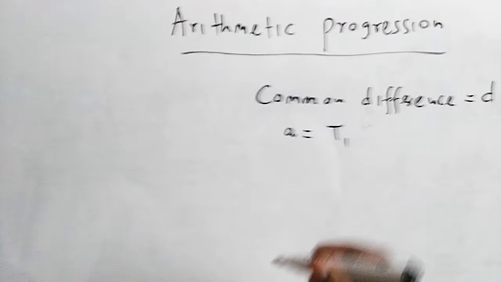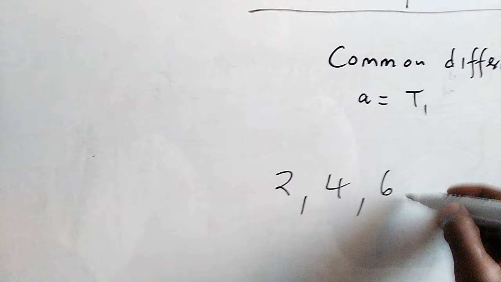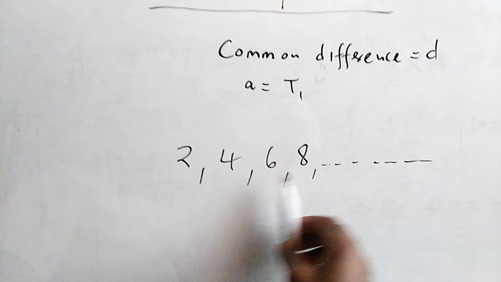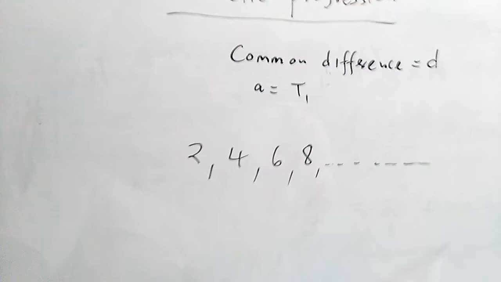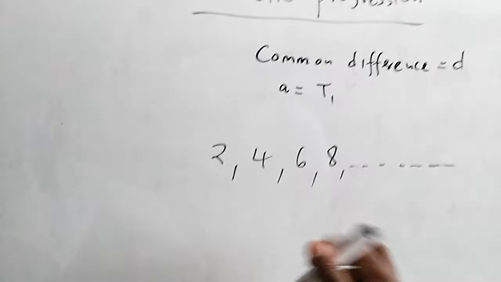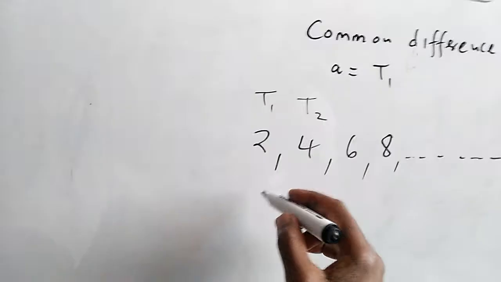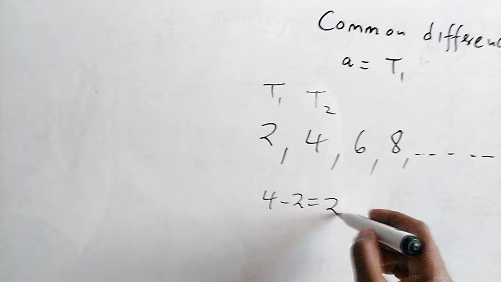When you have a series like maybe 2, 4, 6, 8, and you want the next two terms, if you look at the numbers, they are in ascending order. From the smallest, they are going all the way up. Therefore, we'll say term number 2, take away term number 1, will give us 2.